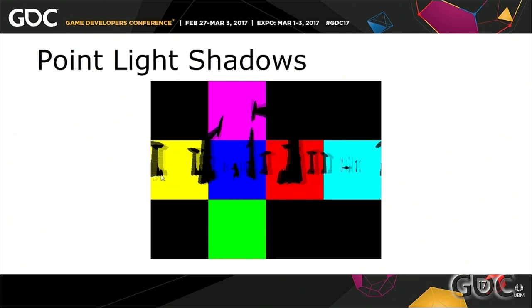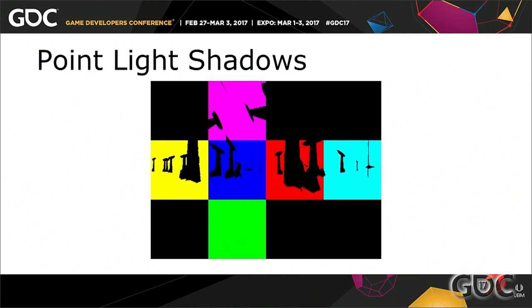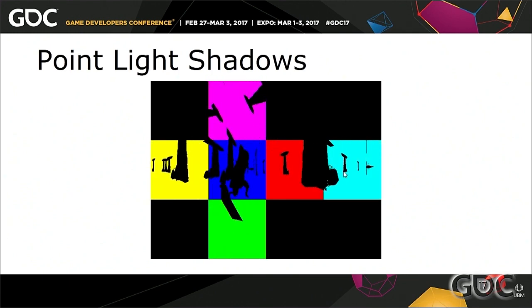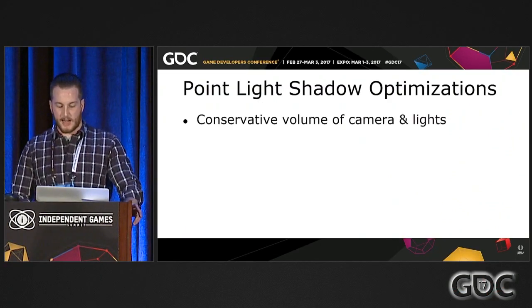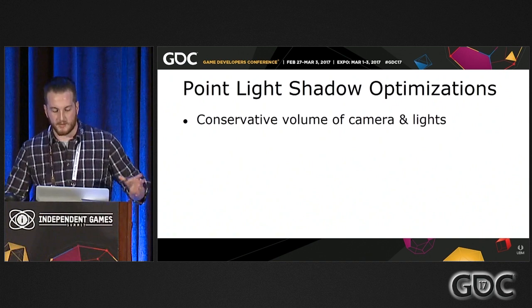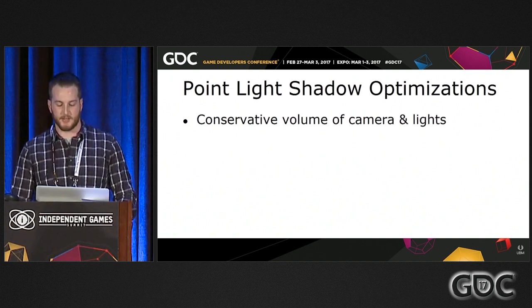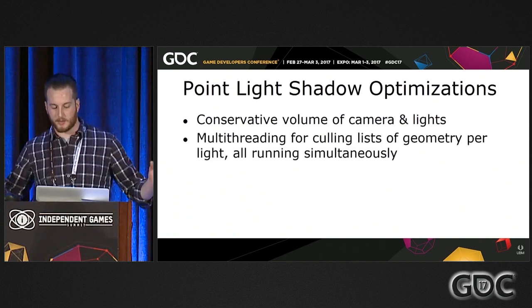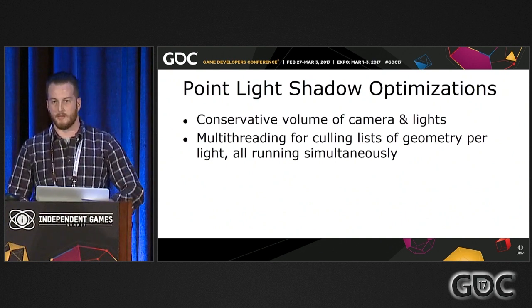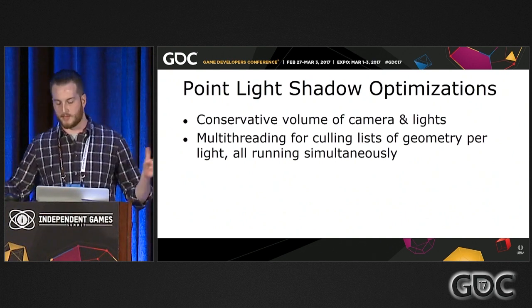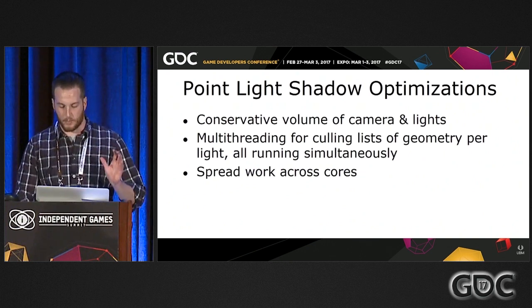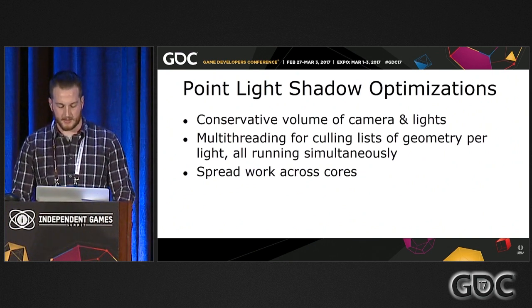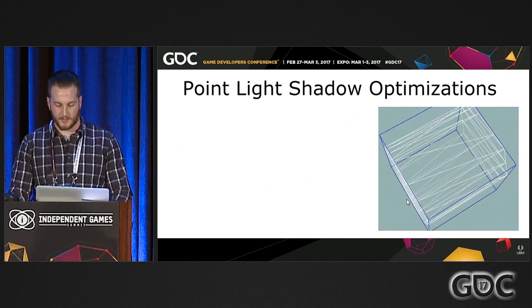So here's a little animated GIF of what one of those light's shadow casts would look like. What we did to optimize this process was create a conservative volume of your lights and your camera, and we multi-threaded the culling of the lists of that geometry to run simultaneously across many cores on the Xbox, and it ended up working out really well, and it was a good performance win as well.